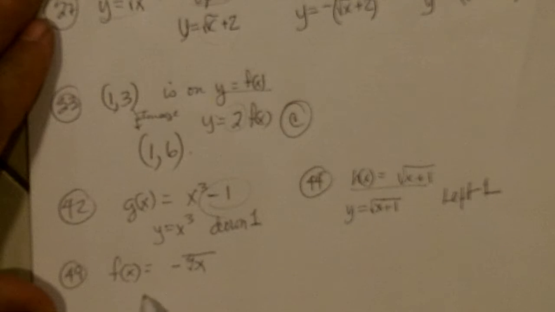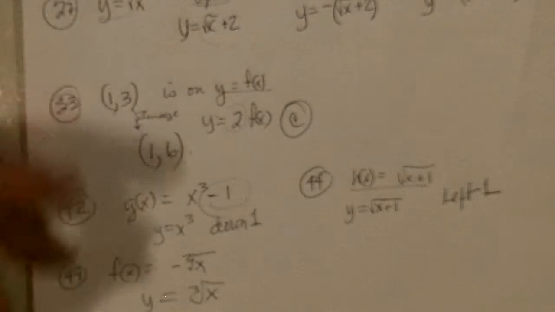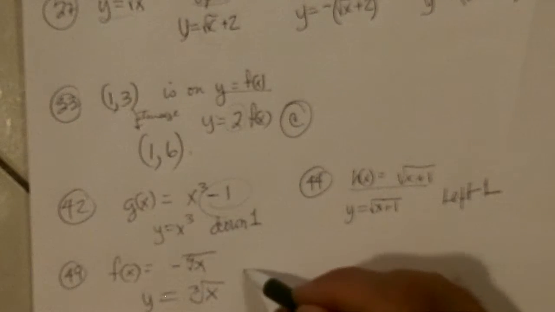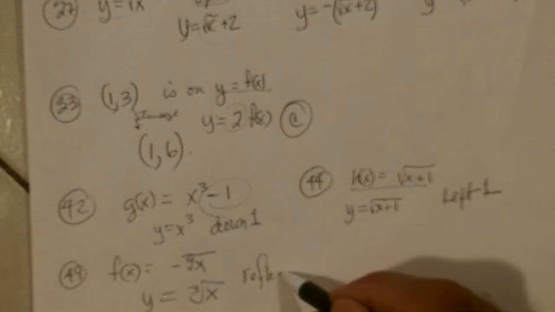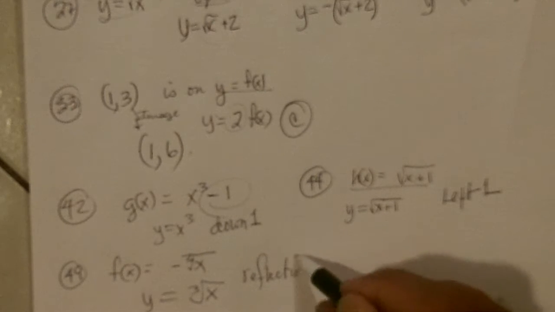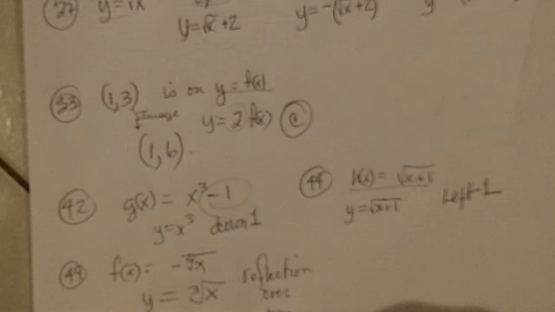Okay, this parent function is the cube root of x. And if we put a minus on that, that's on the outside, so it works vertically. And a negative flips it, so it's a reflection over the x-axis.